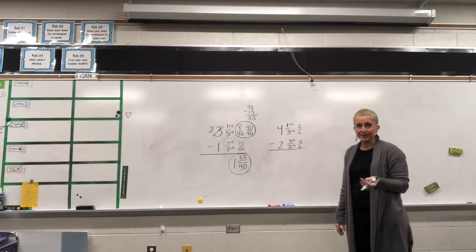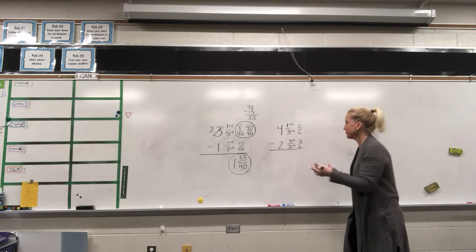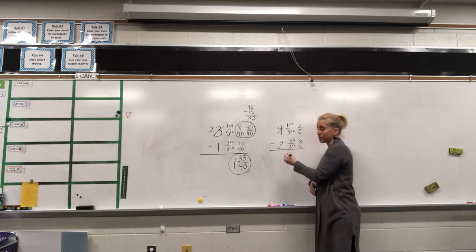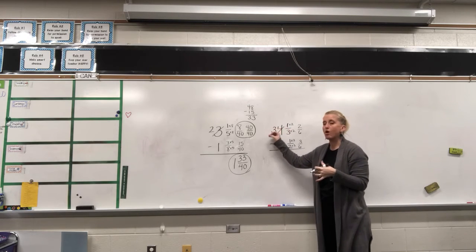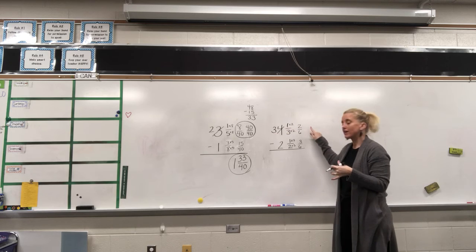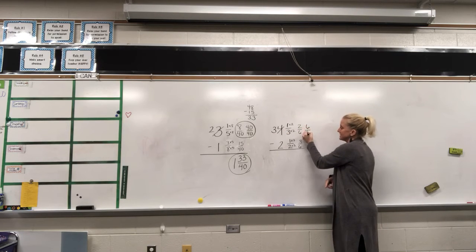This is again where we run into our problem. I can't do 2 6ths take away 3 6ths. So I have to borrow. So I'm going to borrow from my 4 and make that a 3. Okay, then I have to think, okay, I'm taking 1 whole away from here. So if I have 1 whole that I'm adding over to here, that's going to be 6 6ths.